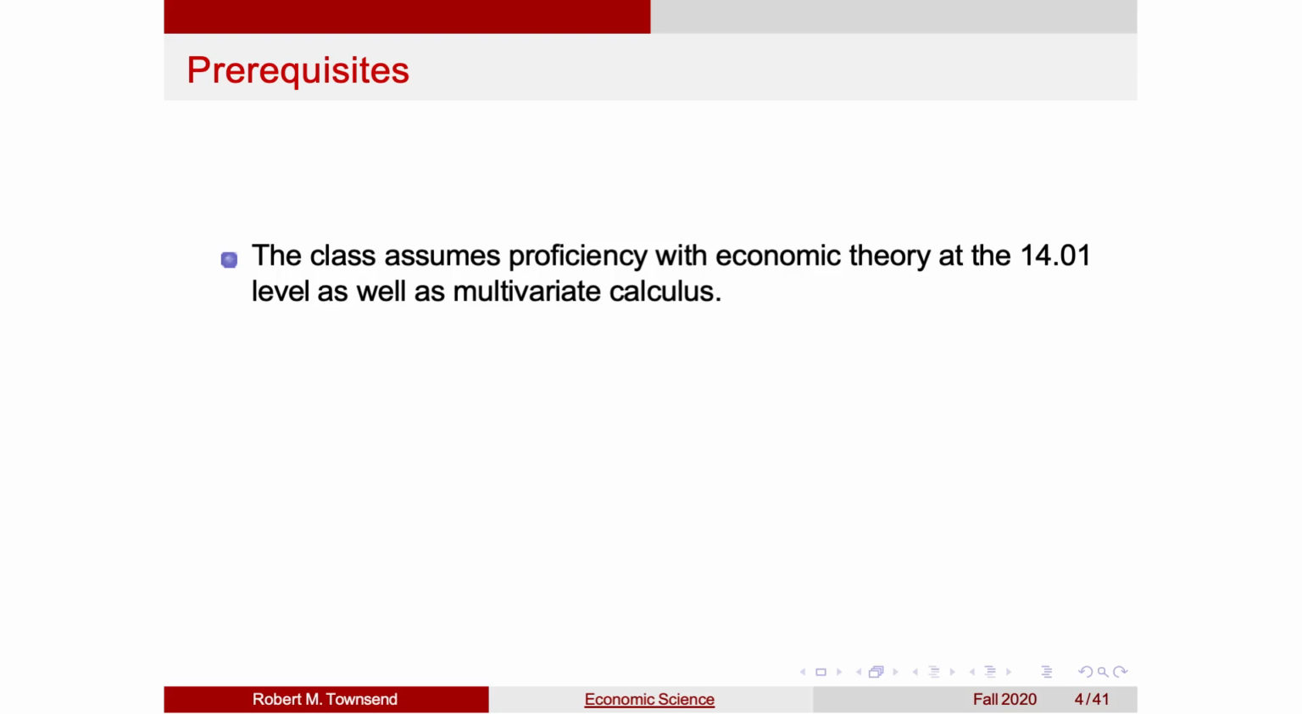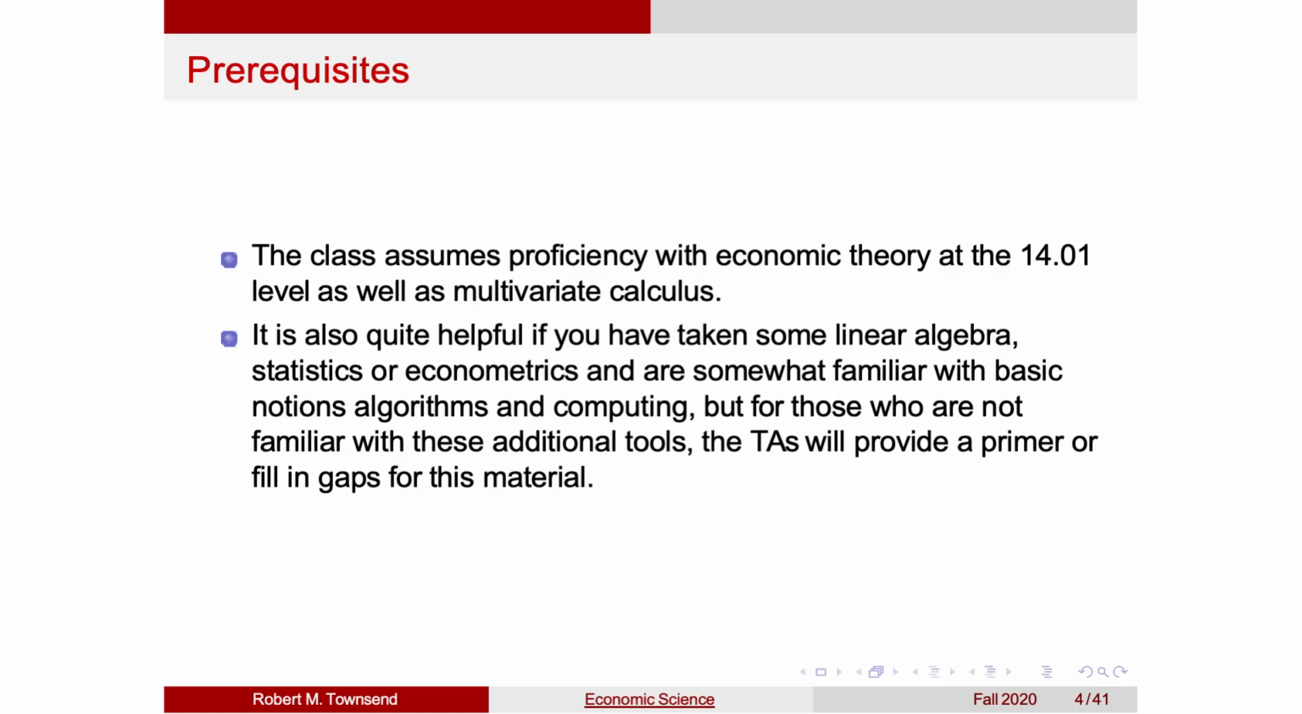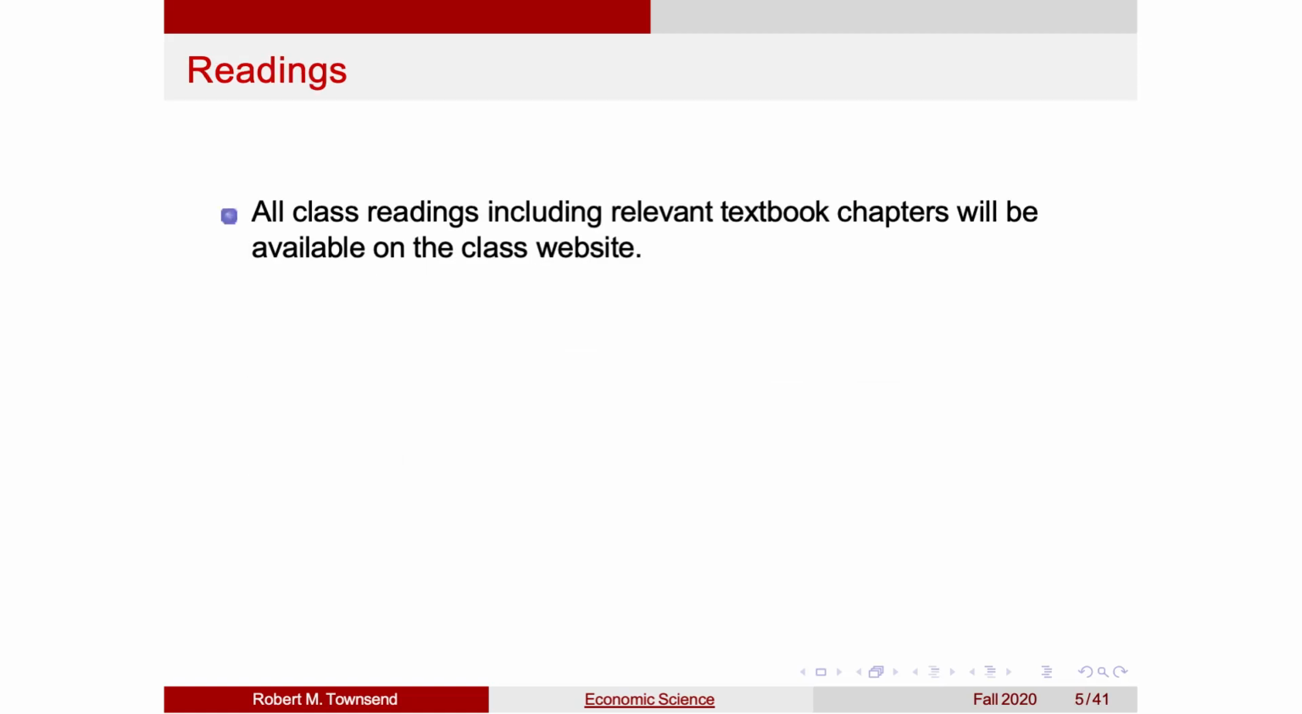Background quickly, just in case you're worried about it. We do assume you had multivariate calculus as well as basic economic theory in 1401. There will be some use of linear algebra, statistics, and some language having to do with algorithms and computing, but you're not to worry about that, because if you are not familiar with the level that we need, and it's not a very deep level, in terms of the readings, all the class readings and the relevant textbook chapters.